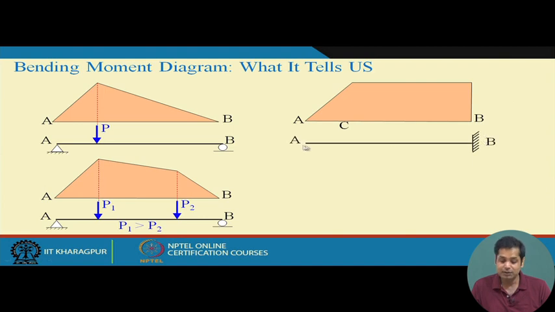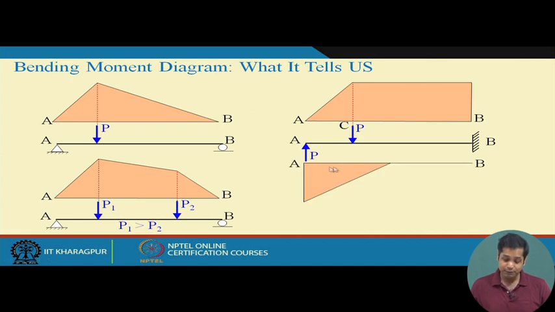So, this could be the beam, and the loading condition could be like this, because this is constant. Since this is a constant bending moment, this is the loading condition we may have. Similarly, for this, if your bending moment diagram is this, then probably the loading will be something like this.